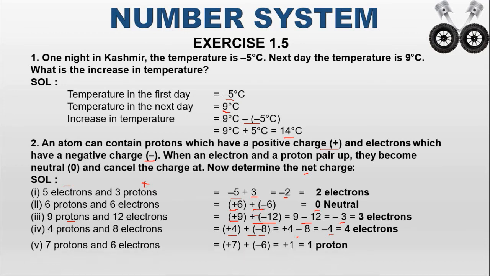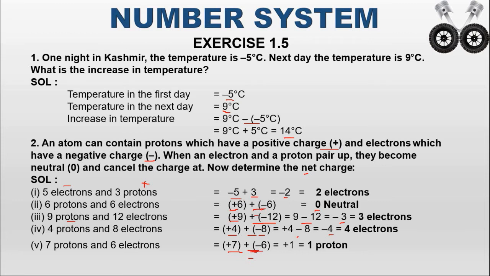And the next one is 7 proton and 6 electron. Proton is denoted for positive, so it can be written as plus 7. Electron is denoted as negative, so that can be written as minus 6. Again we have the two operators nearer together, so you have to change the sign. So plus into minus, the sign is the negative sign. So plus 7 minus 6.